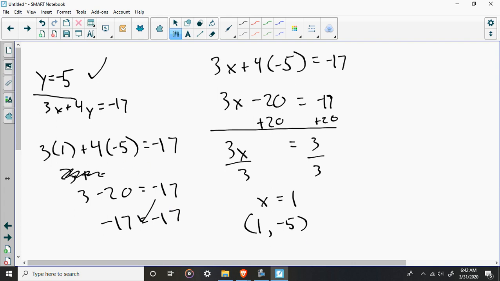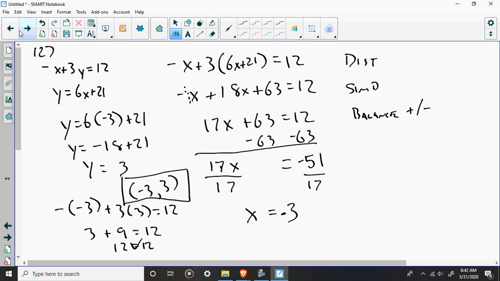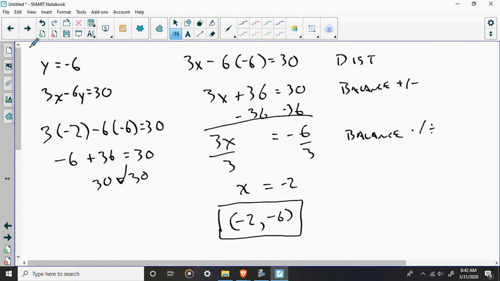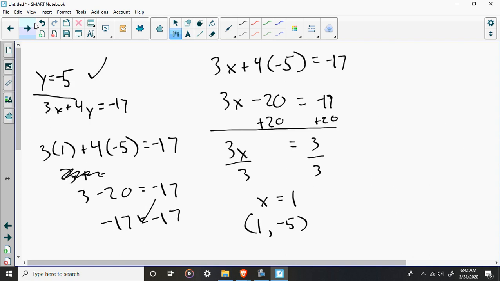Okay. So again, that was how to do the first 5 on there. So that was 11, 12, this was 13, this was 14, and this was 15. So again, that's 11 through 15.